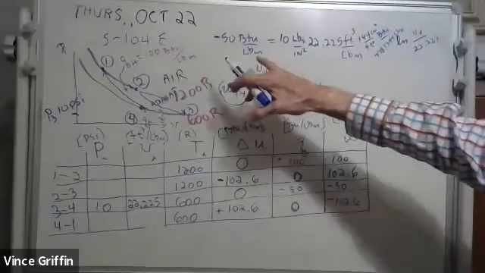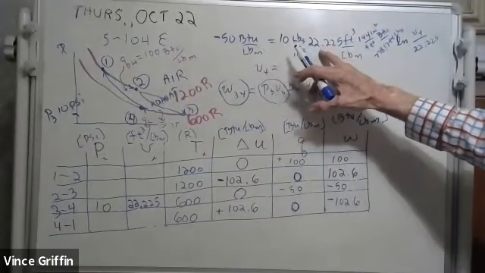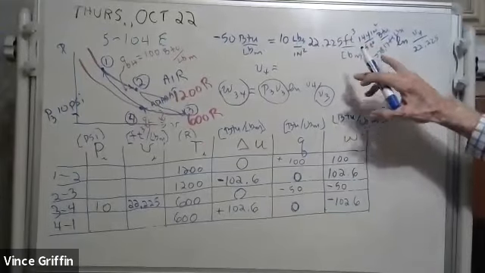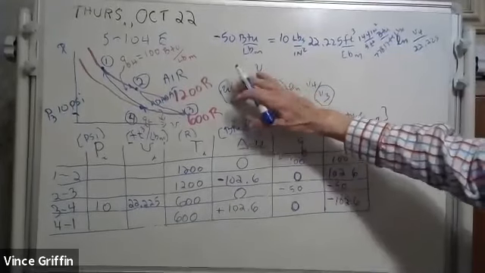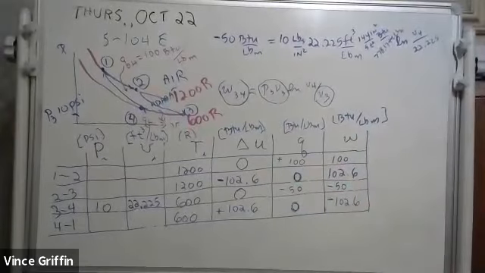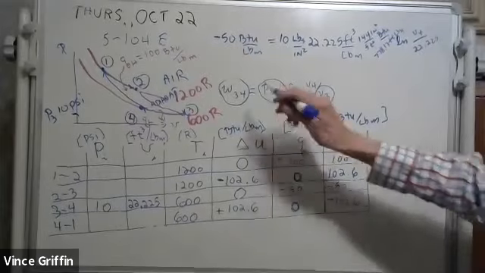Well, get your calculator and put in minus 50 and then divide by 10, divide by 22 or something, divide by 144, multiply by 778. Maybe we should do these in stages. Here, let me do that. I'm going to take negative 50. I'm going to divide by 10. I'm going to divide by 22.225. I'm going to divide by 144, and I'm going to multiply by 778.17.